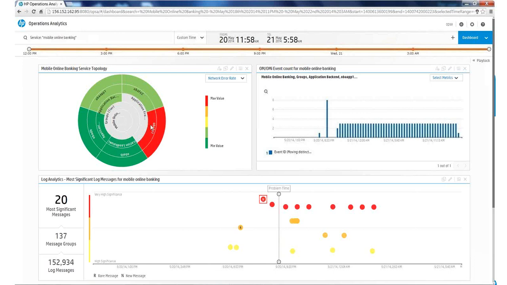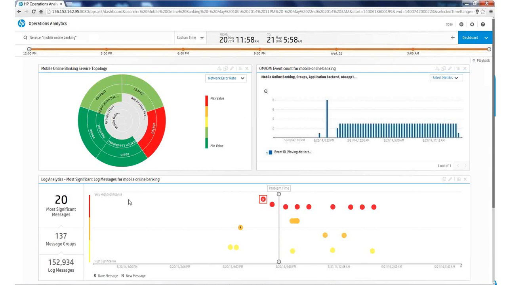So we, of course, see that it's only this particular application server that has been experiencing issues. And also the events that we're bringing from OMI, an event management solution, and it can be any other event management solution, also indicate a jump in the event count for this mobile banking application for the backend as well. So we are able to continuously validate the problem time, and we start narrowing down where potential issues may be.